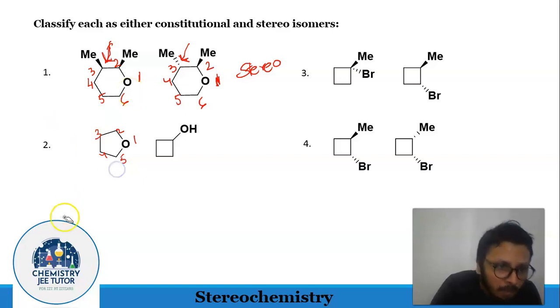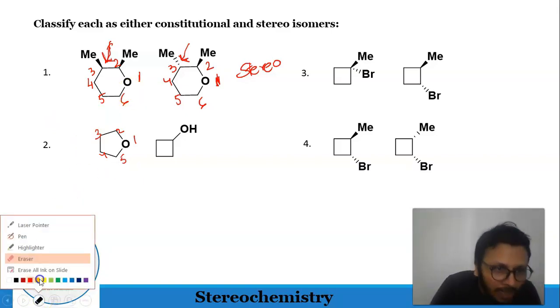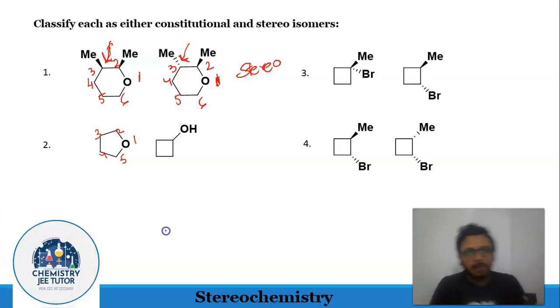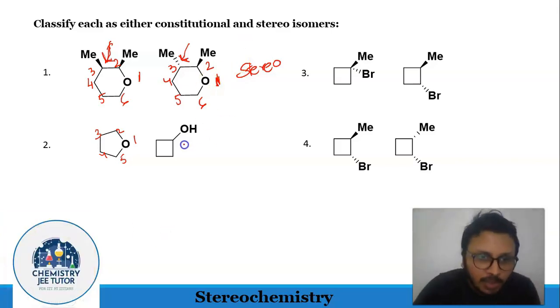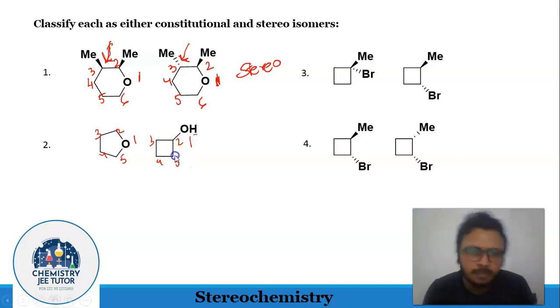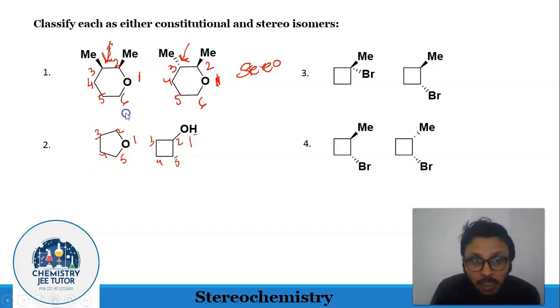So we have a 5-membered spirocyclopentane where the oxygen is spiro in this case. And suppose in this case we have 1, 2, 3, 4, 5. The molecular formula will be the same. In this case you have a 5-membered spiro ring.